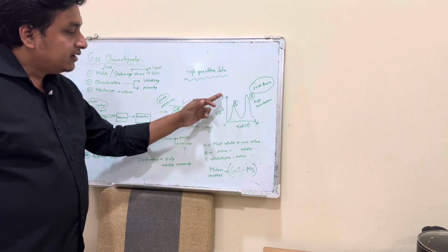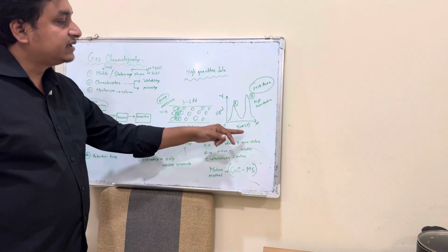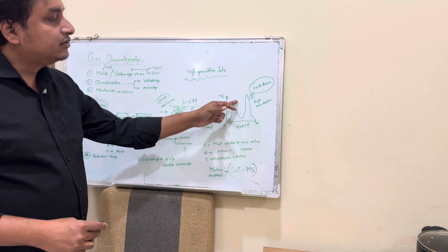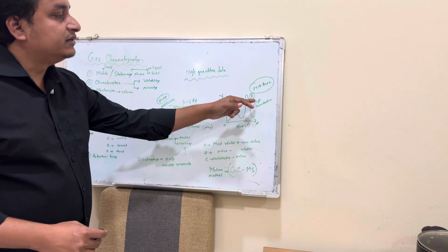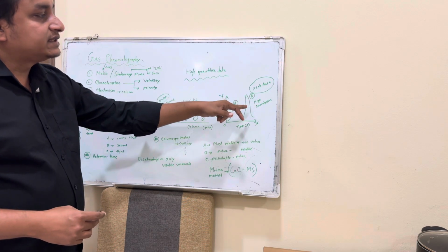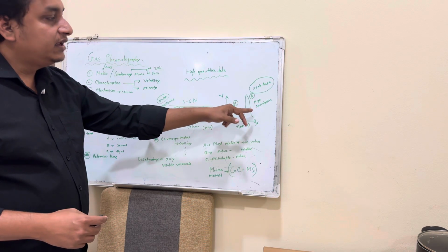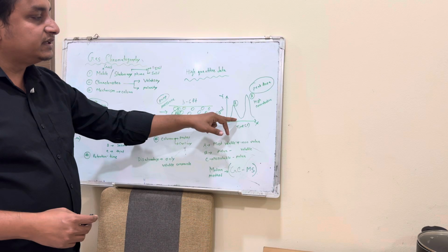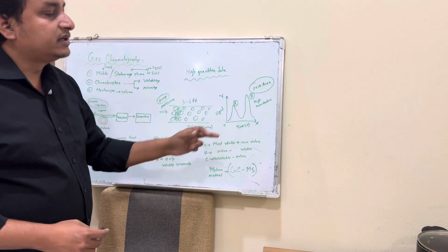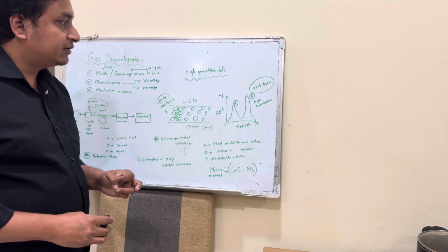In the graph, the y-axis is signal and the x-axis is time. We can get peaks for the compounds. B has a high peak area, which means high concentration. A has a smaller peak area, which means low concentration. So according to the peak area, we can also determine the concentration of the compound.